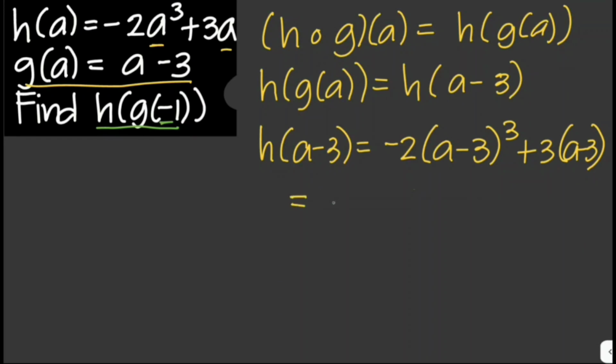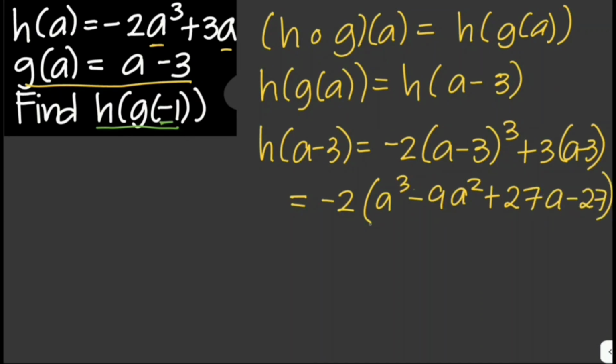So this is just equal to negative 2 times a cubed minus 9a squared plus 27a minus 27, plus 3 times a minus 3. And we can further simplify.